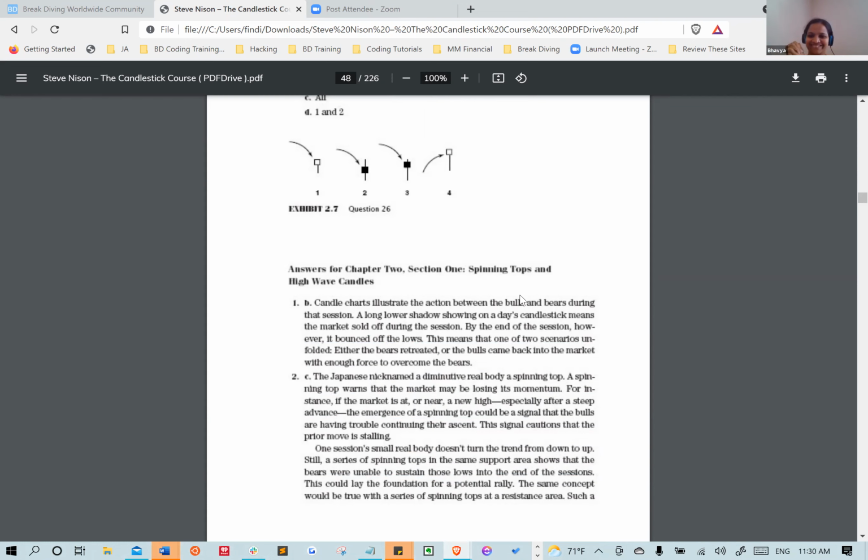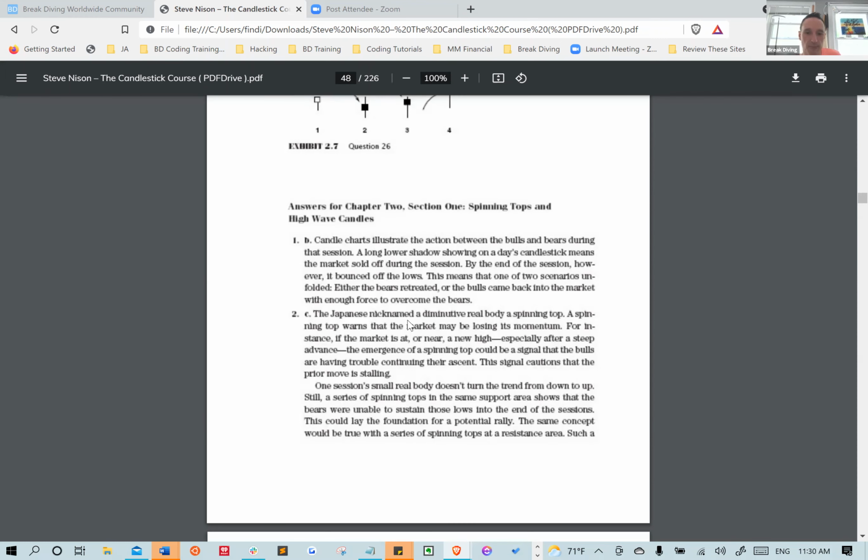Let's go over the answers quickly. Candle charts illustrate the action between bulls and bears. A long shadow showing on a day's candlestick means the market sold off during the session. By the end of the session, however, it bounced off the lows. That means one of two scenarios: either the bears retreated or the bulls came back into the market with enough force to overcome the bears. Great.